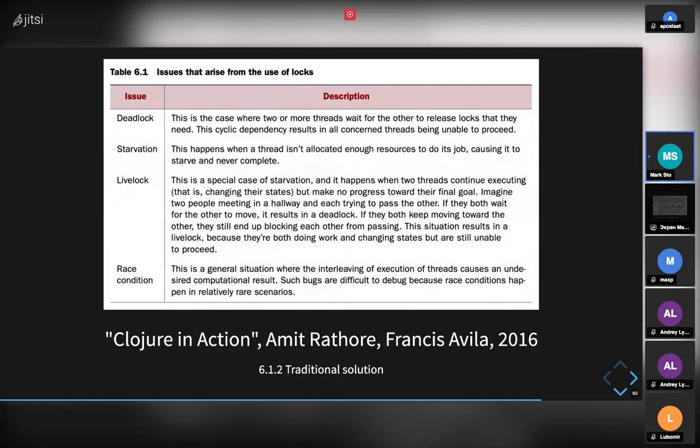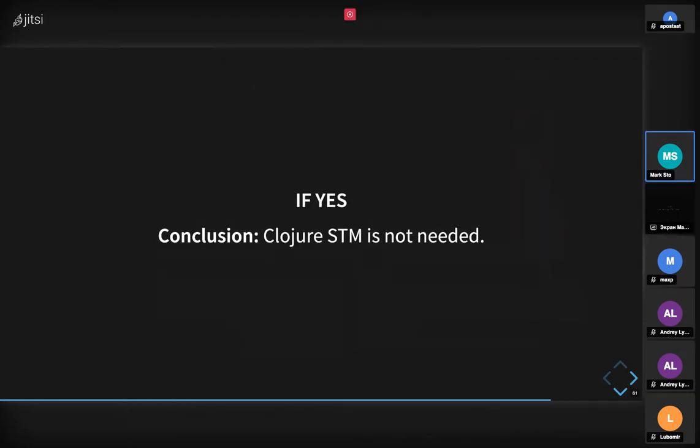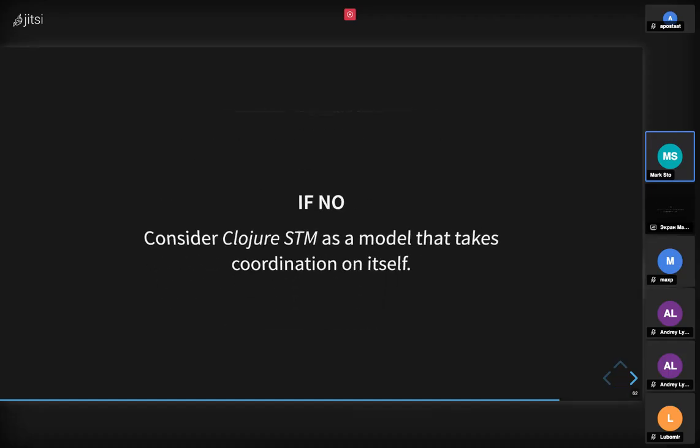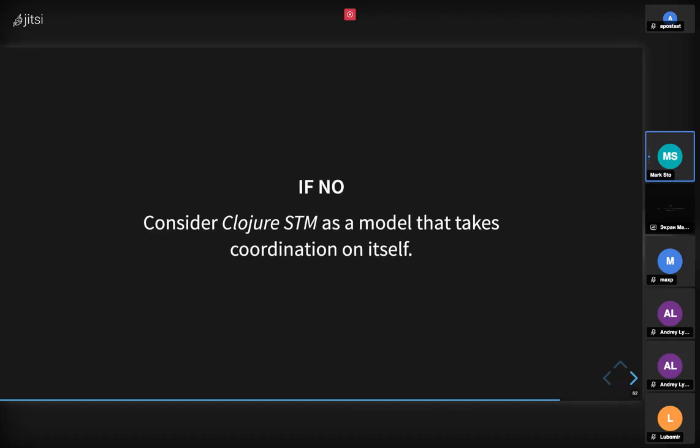And there are also some well-known problems that you have to deal with when working with locks, which someone may have already solved for you when developing their coordination model. So if yes, closure STM is not needed, go with the manual locking. It makes sense to build a solution on manual coordination, and maybe even discuss the cost and risks of this particular choice. But if no, you do not.